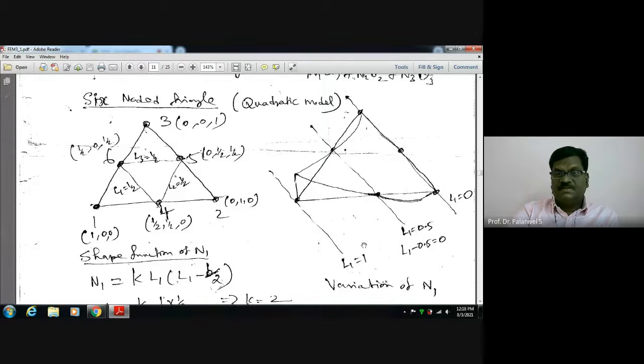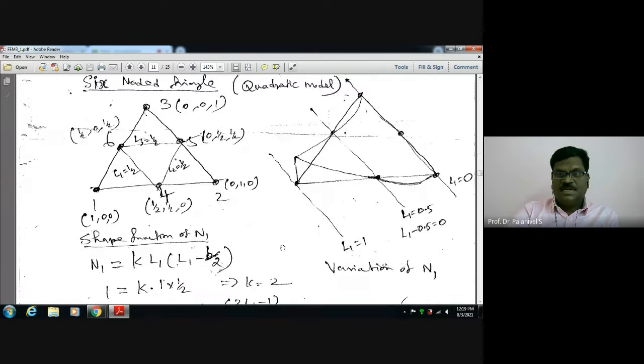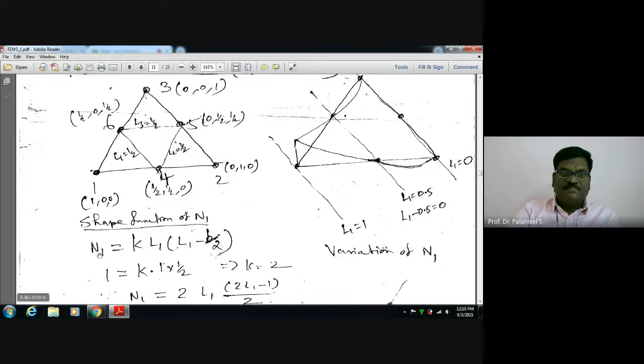Similarly, here L1 is 0. Take nodes 2, 3, 5, the line passing through all these 3 nodes. The L1 value is 0 at all these coordinates, so L1 equal to 0 is the equation of the line passing through all these 3 nodes. Therefore, N1 equals some unknown parameter times, you should not take this node, the remaining nodes: set up the equations of lines passing through the other nodes, here 2 nodes, here 3 nodes. So N1 equals k times L1 into L1 minus half.